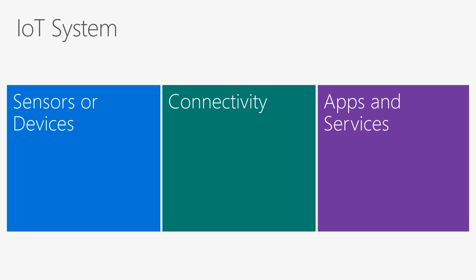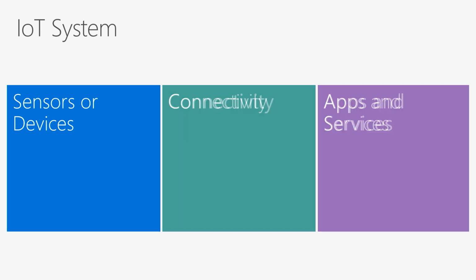Now, we can talk about an IoT system in three main parts. So you have your sensors or devices, connectivity, and apps and services. Now, sensors and devices are the electronic components that sit in your IoT device, which receive and collect the data. This data that we're talking about can be something as simple as temperature readings or humidity readings to something a little more complicated like video feed from a camera.